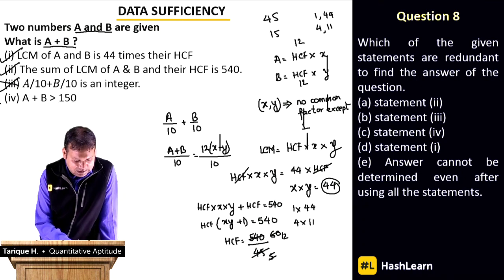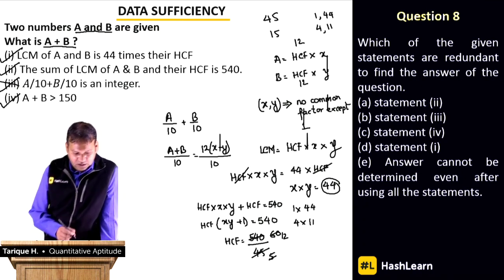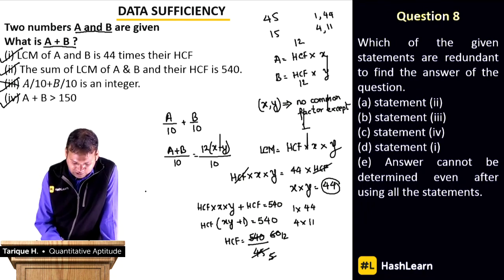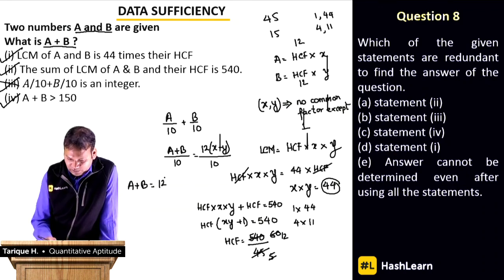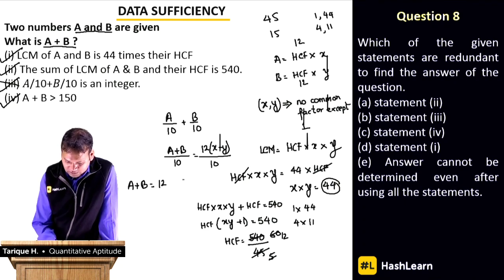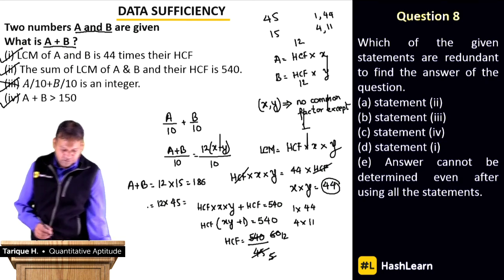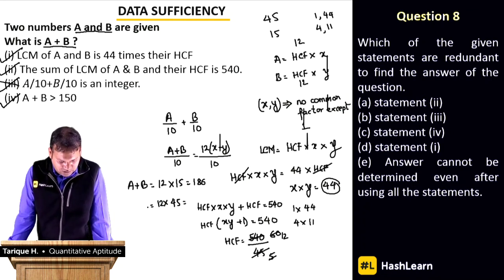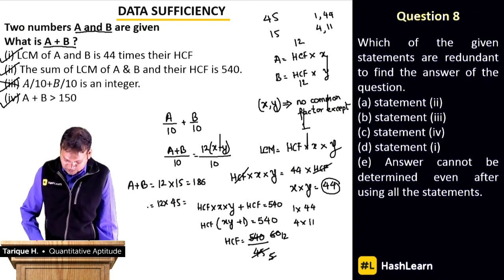And A plus B is greater than 150. Now 12 into (x plus y): 12 into 45, or 12 into 15. 12 into 15 is 180, and 12 into 45 is again a very high value. So here we are not going to get the answer from any of the statements, so the answer should be E.